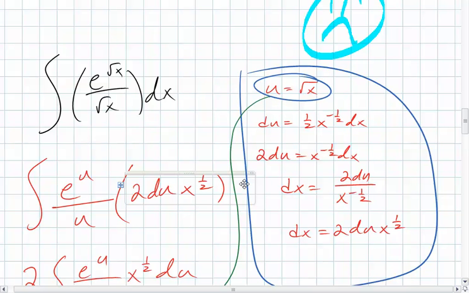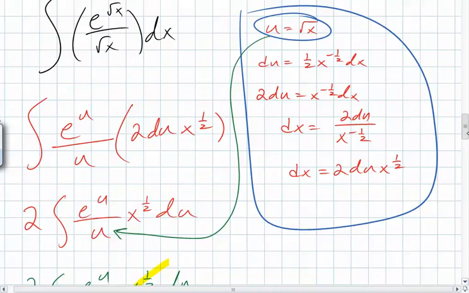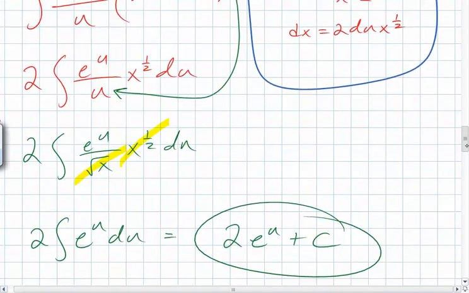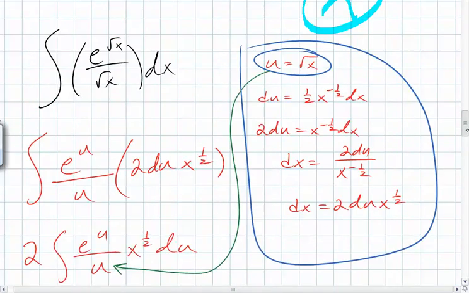So you can only substitute the variable in one place? You can only substitute the variable into one of the spots. You're allowed to do that. Absolutely. Well, they're equal, right? U is equal to the square root of x.